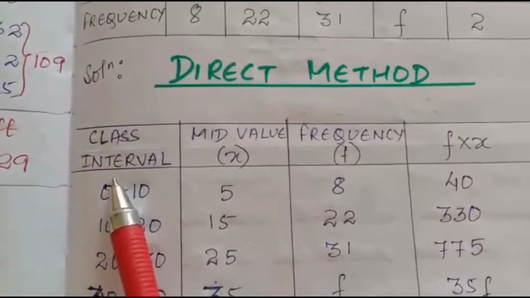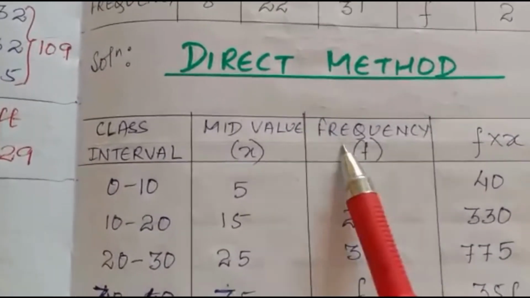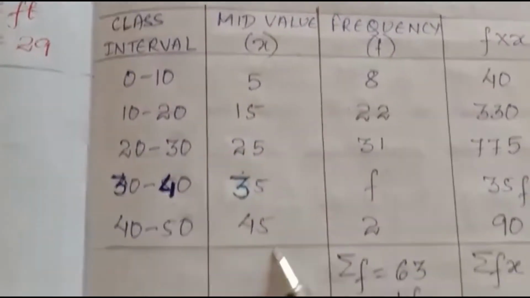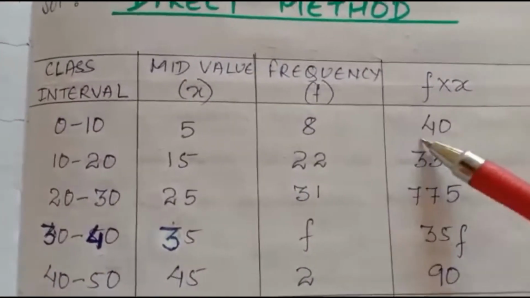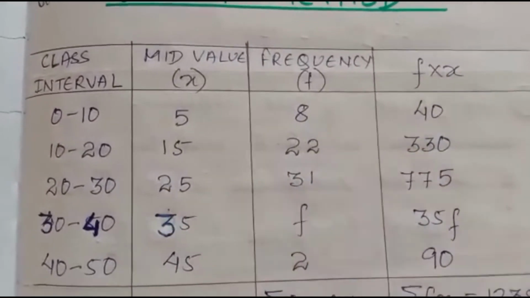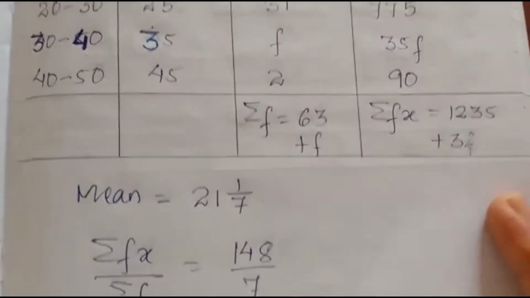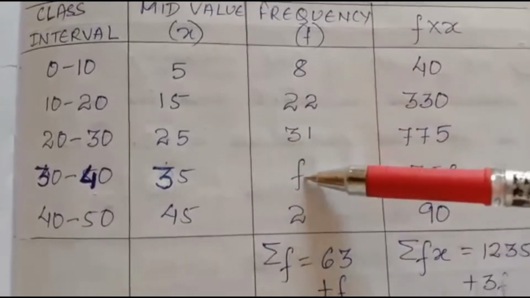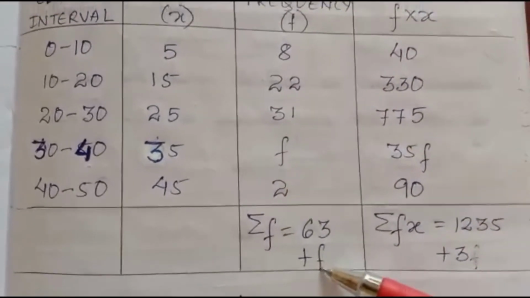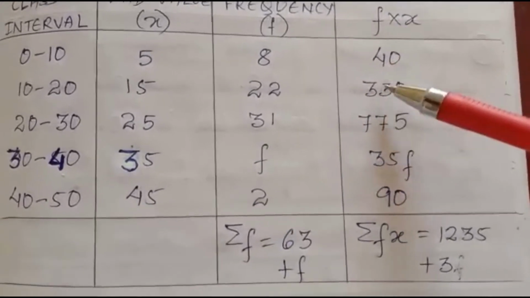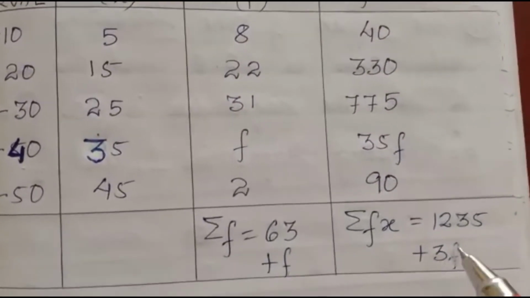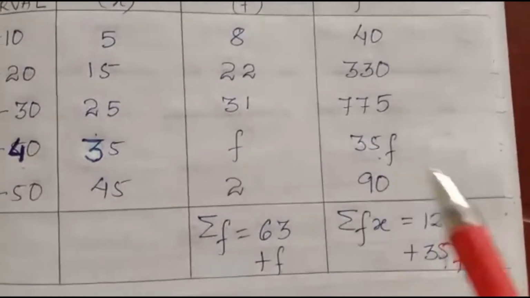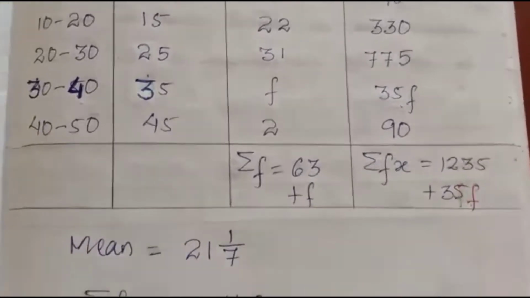So class interval is given, frequency, then mid value you can find. After that, f into x you have to find in direct method. Next, see here, when you add this, you cannot add f, so you have to write here plus f, and you have to add only numbers. Then here 35 plus f will be here because we cannot add it with the numbers.